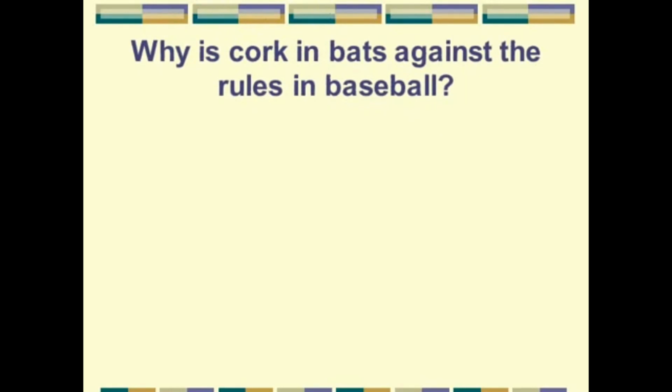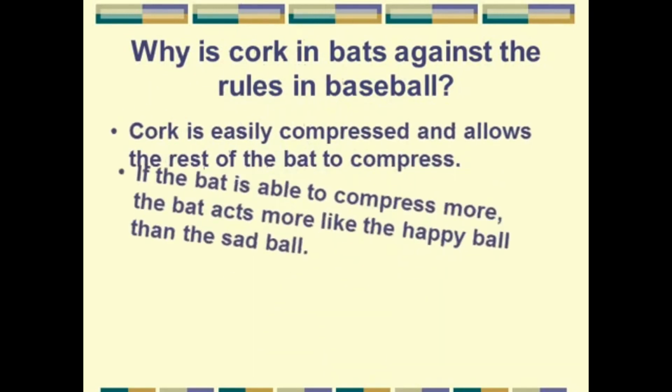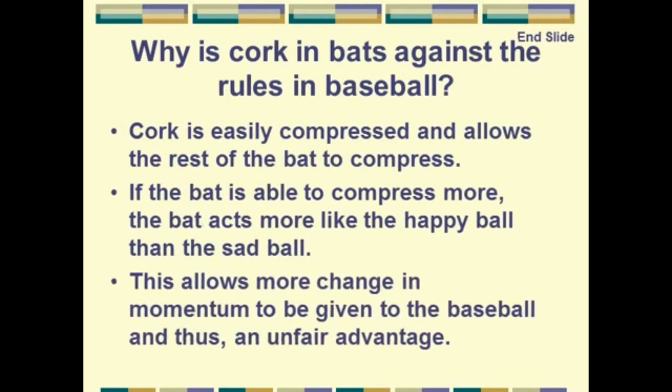So why is cork in bats against the rule in baseball? Well, the cork inside the bat allows the bat to compress more, and by allowing it to compress more, it makes it more like the happy ball, so it delivers more impulse to the baseball than it would if it was solid wood. So the cork is easily compressed and allows the rest of the bat to compress with it. If the bat is able to compress more, the bat acts more like a happy ball than the sad ball, and this allows a greater change of momentum to the baseball, and that gives an unfair advantage to the team that's using it.